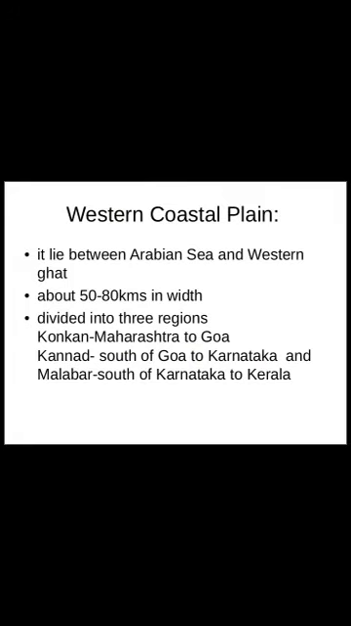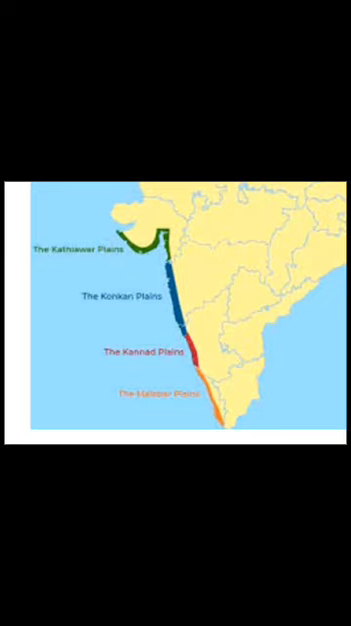The first one is Konkan, which is between Maharashtra and Goa. Kannad is between south of Goa and Karnataka. The Malabar is between south of Karnataka and Kerala. Look at this map again. The blue color, which is from Maharashtra to south of Goa, is known as Konkan. From south of Goa till Karnataka is known as Kannad. And from south of Karnataka till Kerala, the red color, is known as Malabar.